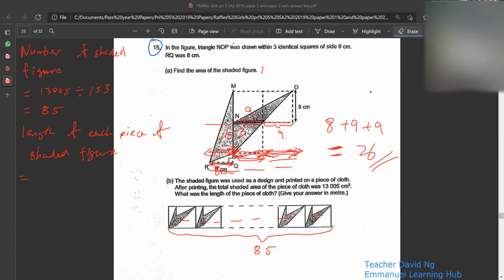Okay, now back to the question. I sidetracked a lot already. The length of each piece of the shaded figure is 8 plus 9 plus 9, 26 cm. So what's the length of the cloth? What do you think is the length of the cloth?